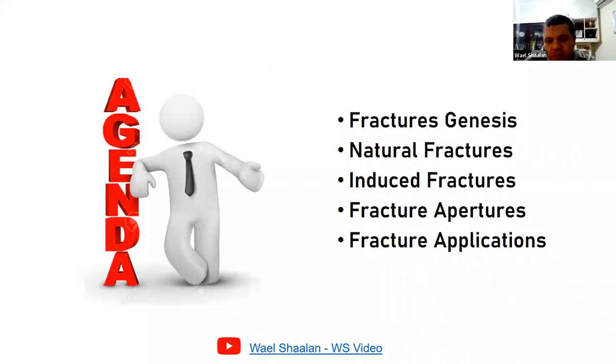Then fracture aperture, which goes into more detail, zooming in inside the fractures to see the width of the fracture itself, see how it looks, and how we can get a quick evaluation of these apertures or widths based on the image. And we will wrap up and summarize the benefits and applications of fracture evaluation and interpretation from the borehole image.